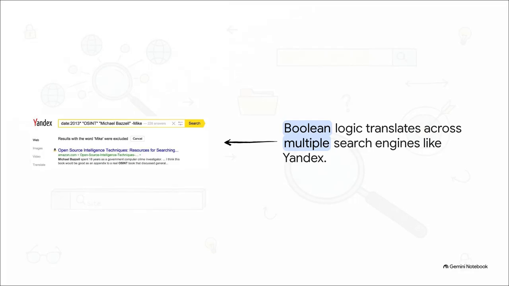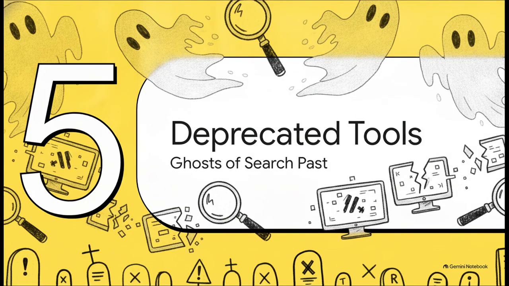And here is some really great news. Mastering these syntax rules isn't just a Google thing. These exact same Boolean rules and operators, like site, intitle, and using quotes, translate across alternative search engines like Yandex or Bing. So getting your syntax perfectly dialed in right now means you're basically mastering all these other platforms at the same time.